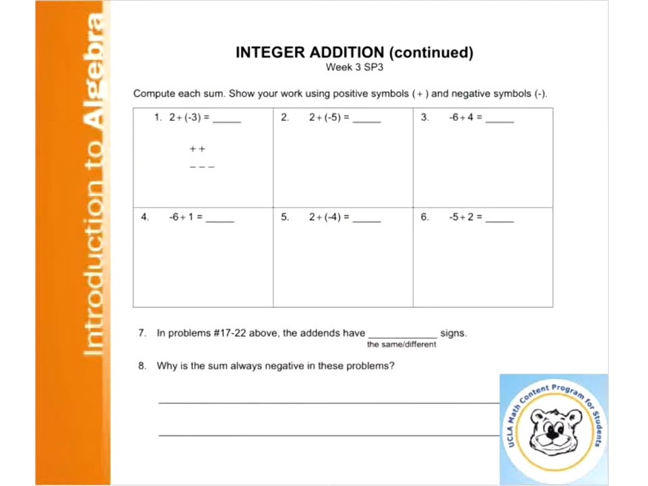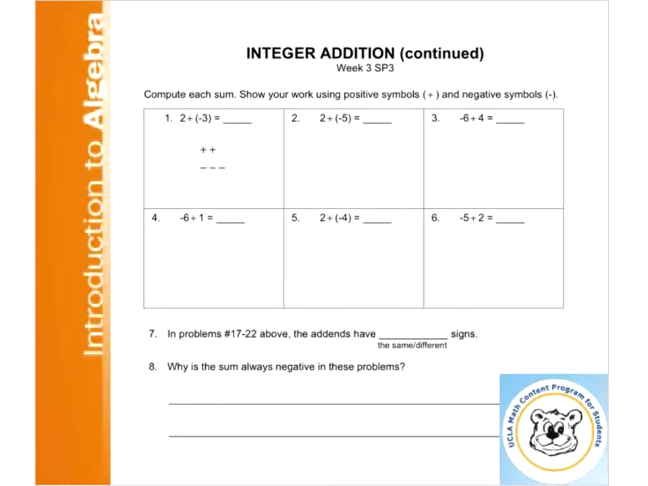All right, this is from SP3. Again, let's use that same mantra. I'm going to build, draw, and record. I'm going to do the building. Hopefully Joe will do the drawing and the recording for me. And I'm also going to use my think aloud script. So for number one, I'm going to start with 2 positive markers. The addition sign means to add, so I'm going to add 3 negative markers.